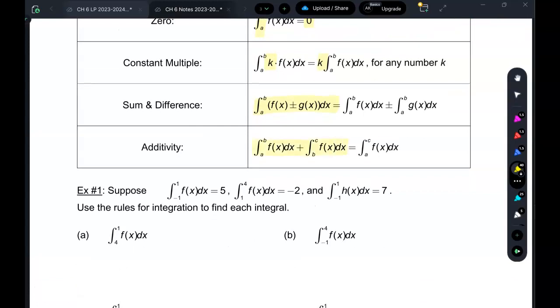And the last one is additivity. So if you have the area from A to B plus the area from B to C, you can just combine them all into one area. Okay. All right.